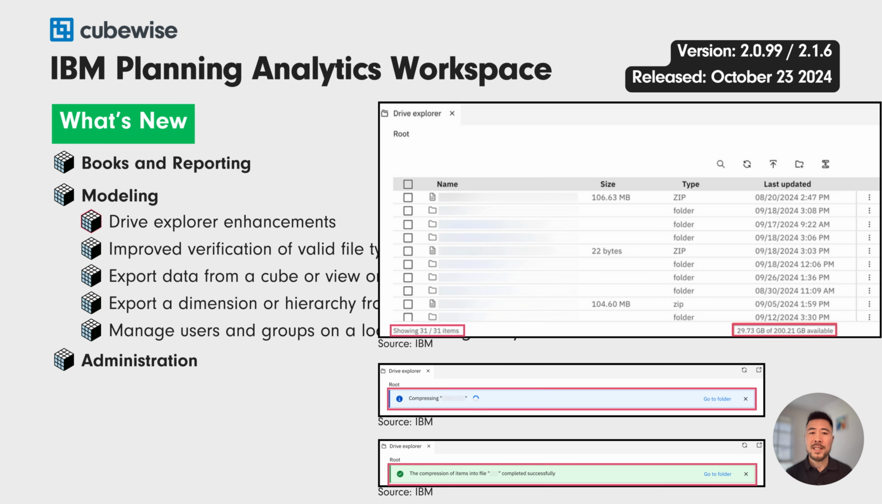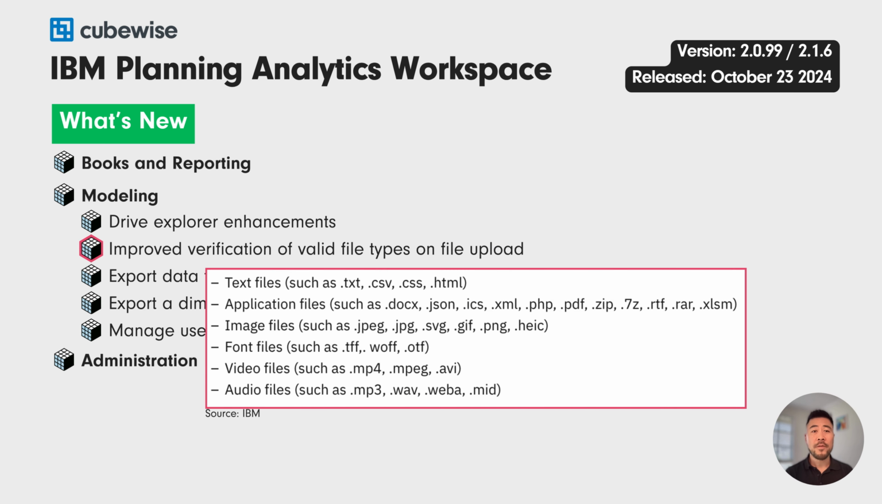For example, it now shows the amount of storage used and provides notifications to keep users informed about what is happening. When files are uploaded to PAW, it now checks their validity instead of simply checking the file extension. Supported file types include text, CSV, and ABI.